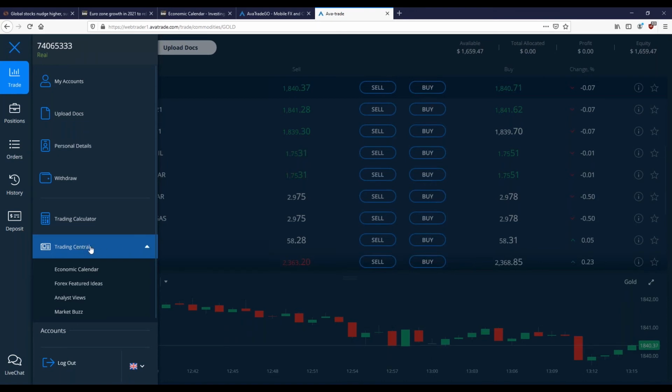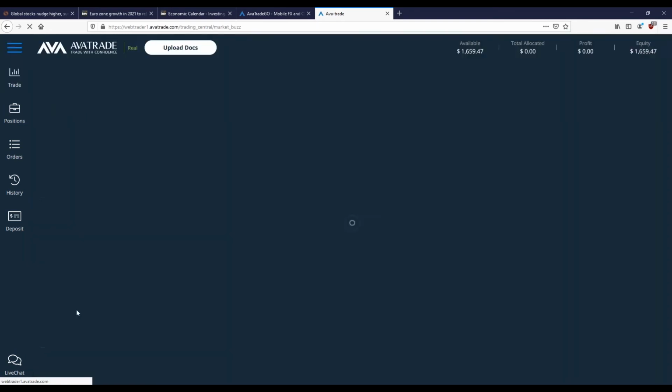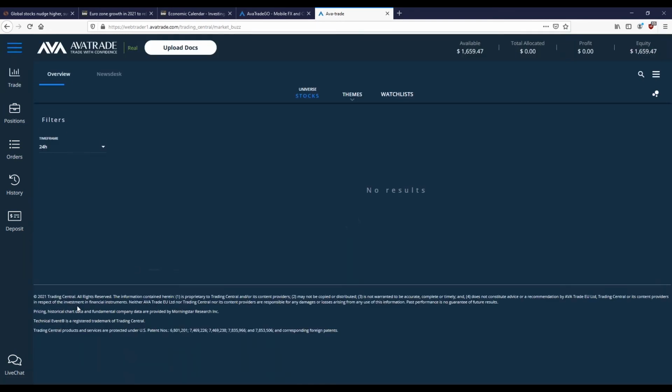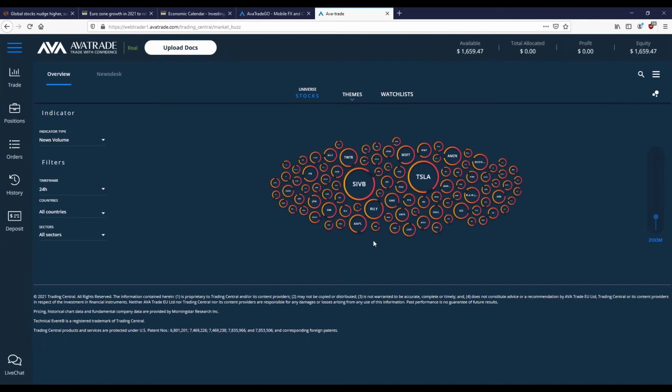This feature here on Trading Central has something called Market Buzz that's available on all live accounts. And you'll see the Market Buzz brings you fundamental news in kind of a pictogram. The ones with the biggest bubbles have the most trending news right now. Microsoft, Twitter, Tesla, Amazon, all these tech stocks are trending the most. And they're moving a lot on the charts because of it.